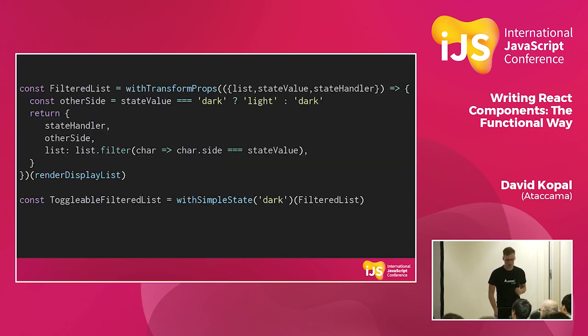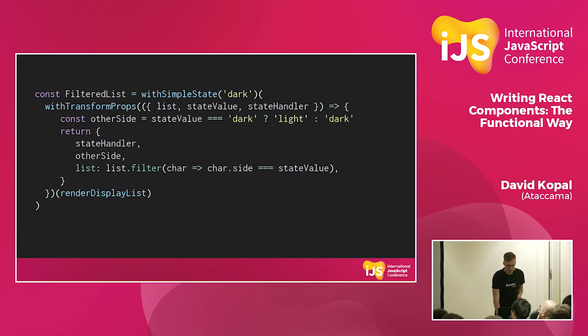Now, if you take a look again at our composition, this is pretty verbose. We don't need to store toggleable filtered lists in a separate variable. Instead, we can just wrap everything inside each other. You see, we are passing the with transform props to the with simple state, and so on, just as we did in our first example with only functions. However, the readability really sucks. Because now imagine if we had even more higher order components, then we have all the wrappings, all the configuration functions. It's really difficult to read this.